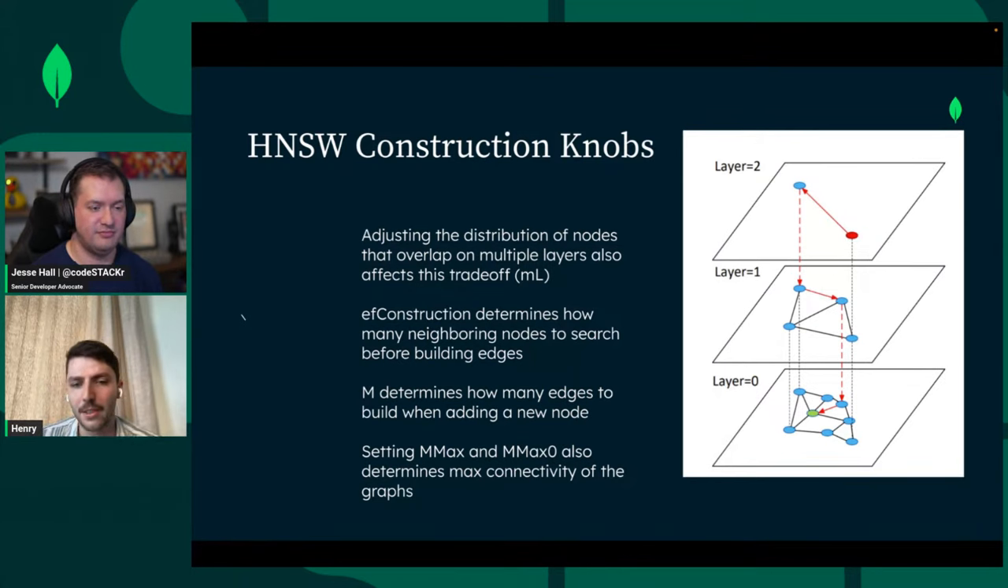EF construction and M are the two main ways that I would suggest tuning this. Typically ML, as I mentioned, is actually a factor of M. It depends on what the vertex degree is and what the overlap between layers should be. There's a relationship there. And EF construction is also somewhat related to M. If I want, let's say, 5 connected edges, I might want to search 5 times 10 as many neighboring nodes to accurately assign those edges. And then M max and M max zero are also factors of M.